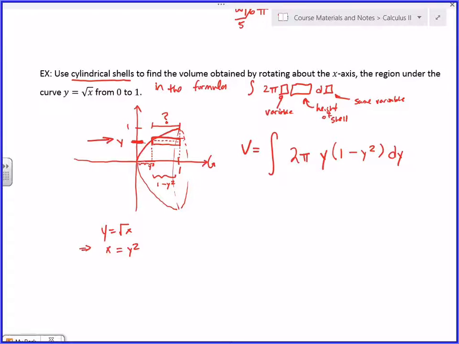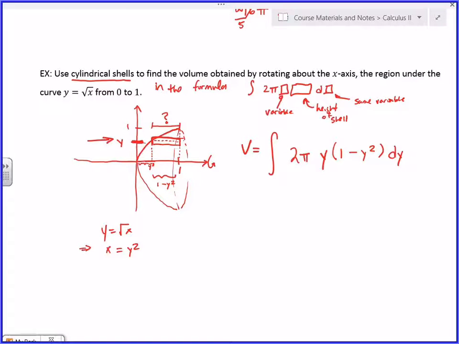See how the problem can vary? It's all about how tall is your cylindrical shell. And like Kaylin pointed out, this one happened to be because I can figure out this distance is y squared. Whatever this endpoint is here, 1 minus that curve. Okay? Whereas this one, it's just that distance from the axis out to that curve as a function of y. Okay.